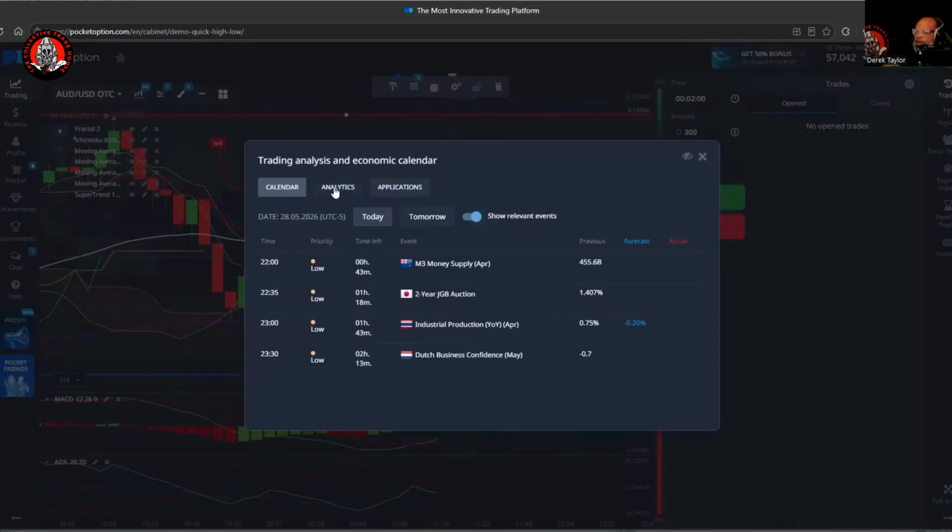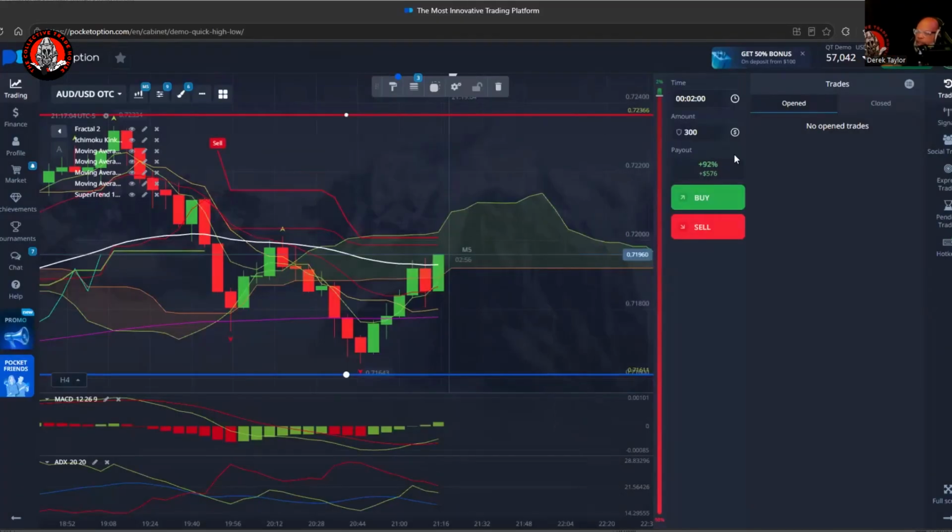Calendar for news. There's analytics, and then there's other applications that you could use that are probably paid applications, but you could use it in concert with Pocket. So there's a lot of information here. But the one thing I also like about Pocket Options is you have the ability to trade after hours and on the weekend.